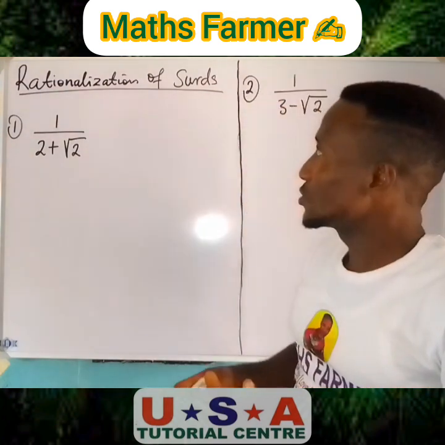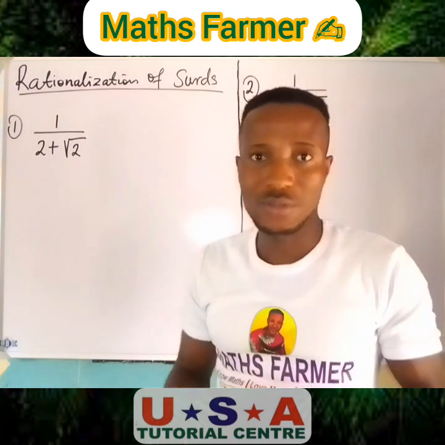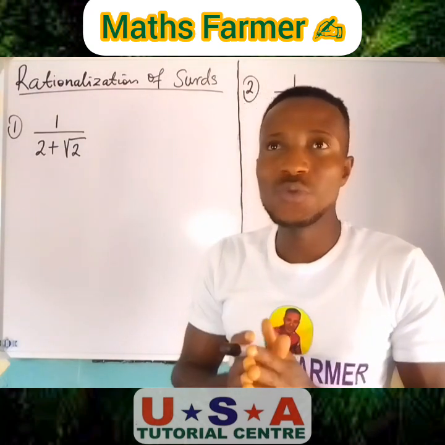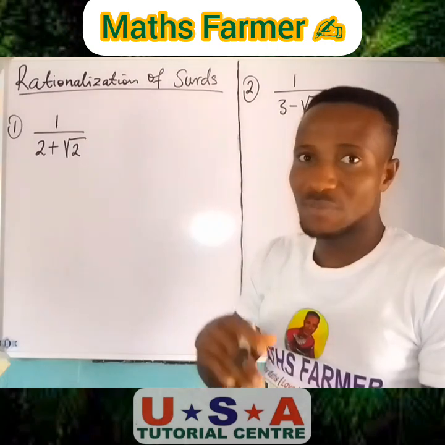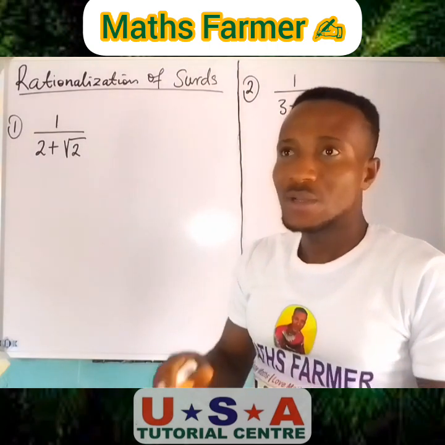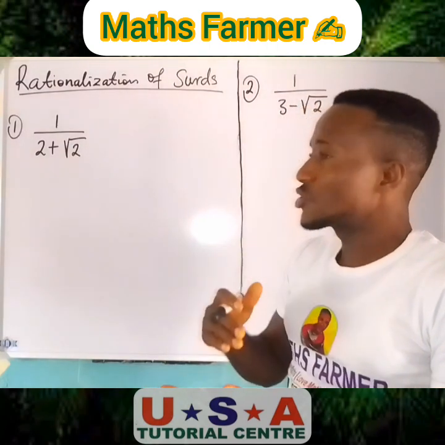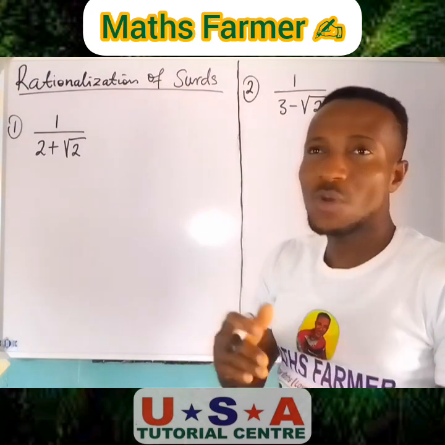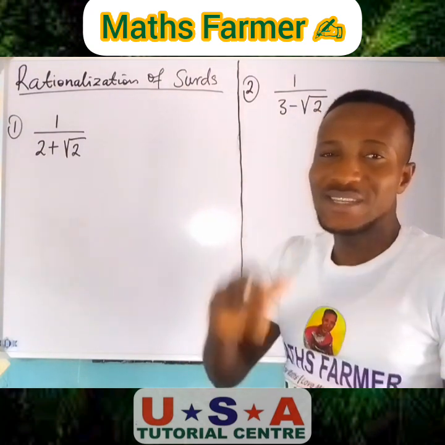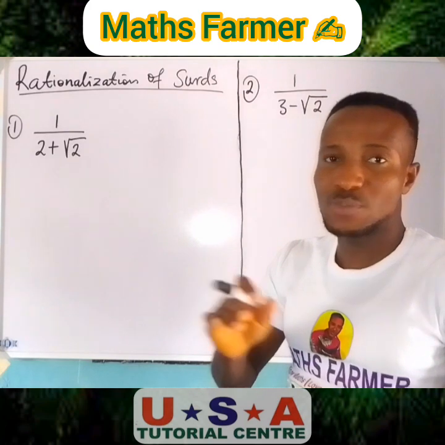Now, when they ask you to rationalize a particular surd, what they're asking you is to make the denominator rational. What it means is that make sure you remove square roots. We don't want to see any square root in the denominator of that given expression.